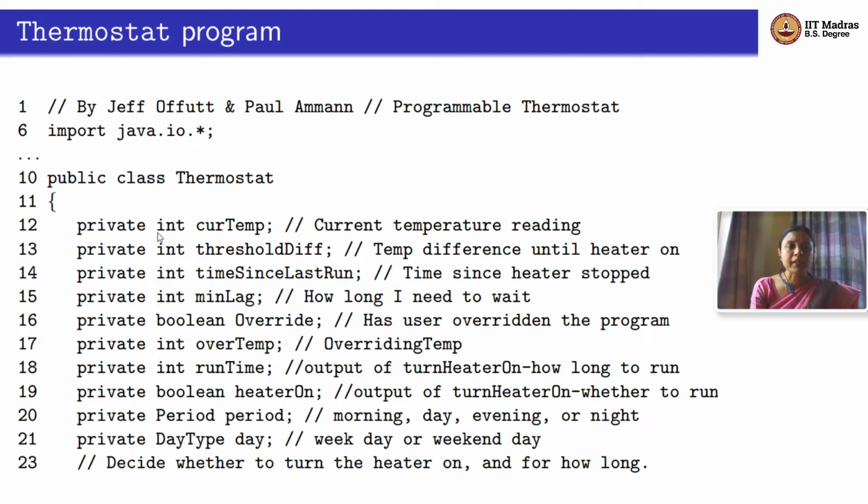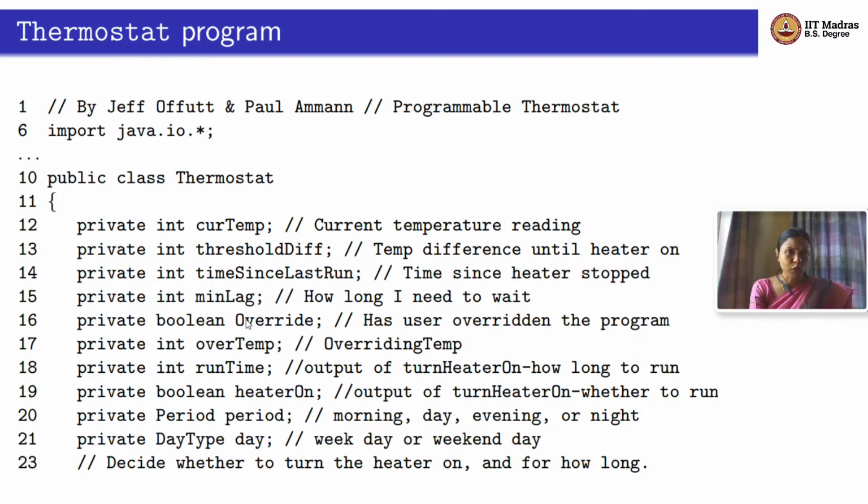See the number of variables it deals with. Current temperature, which is the temperature reading of the room where the thermostat is located, where it's supposed to control the temperature. Then threshold difference, which gives you the difference in temperature until the heater is on. Maybe you desire the temperature in your room to be 25 degrees centigrade, but you can tolerate a small threshold of 1 or 2 degrees centigrade. So you set that there. Then you also keep track of time since last run, which gives you the time since the heater or thermostat was last switched off. Then the minimum waiting time, which is given as min lag.